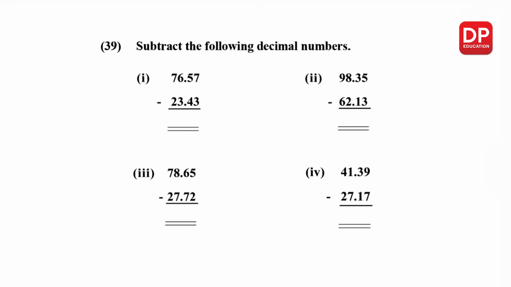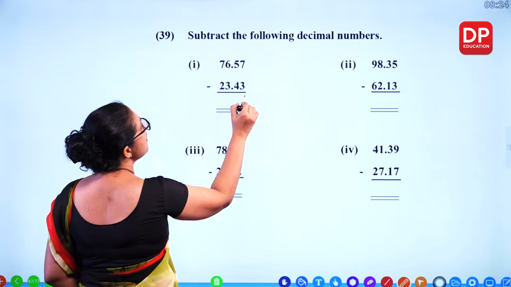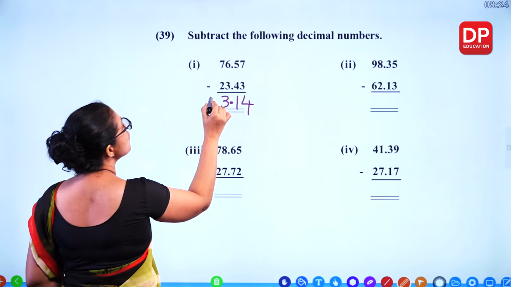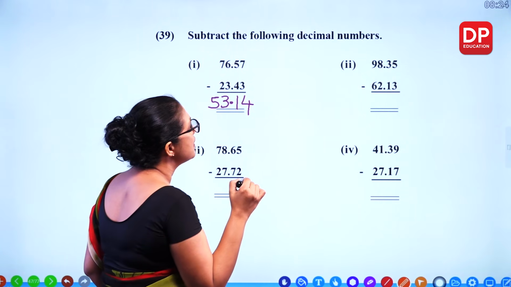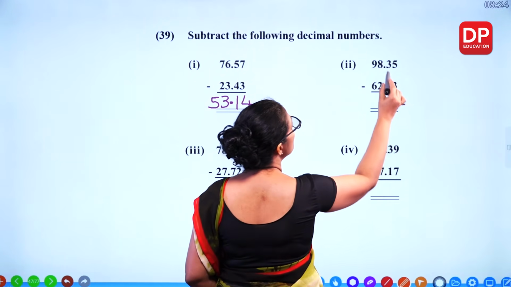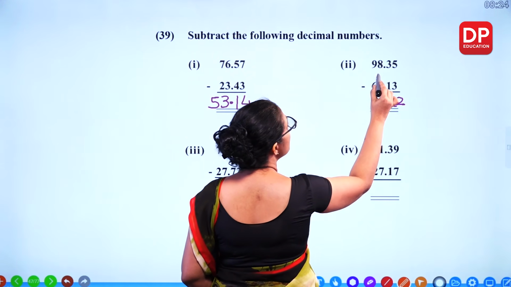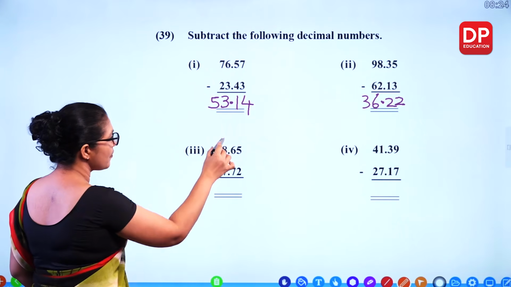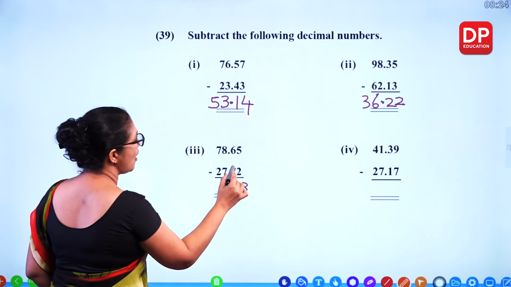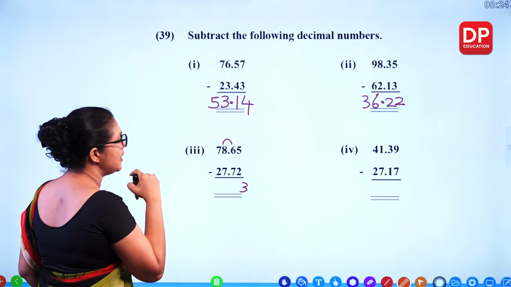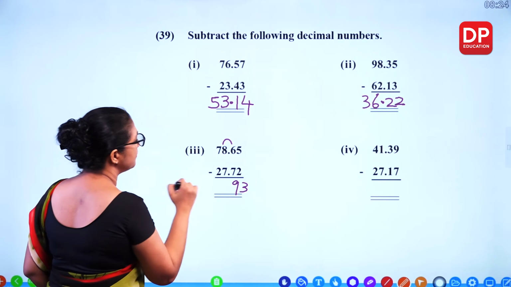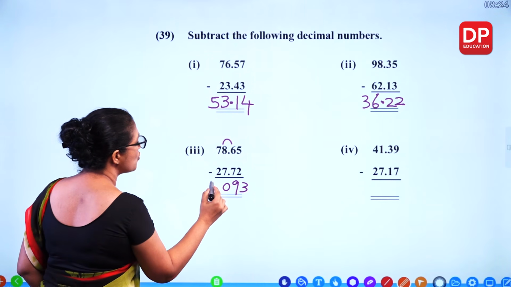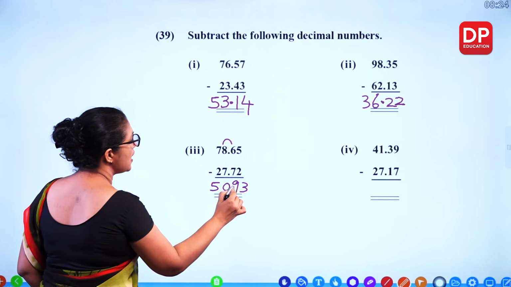Subtract the following decimal numbers. 7 minus 3, 4. 5 minus 4, 1. 6 minus 3, 3. 7 minus 2, 5. This number, 5 minus 3, you get 2. 3 minus 1, 2. 8 minus 2, 6. 9 minus 6, 3. That's straightforward. 5 minus 2, 3. Now you can't subtract, you have to take 1 from here. 16 minus 7 is 9. Now here this becomes 7. 7 minus 7, 0. 7 minus 2, that's 5. So 50.93.